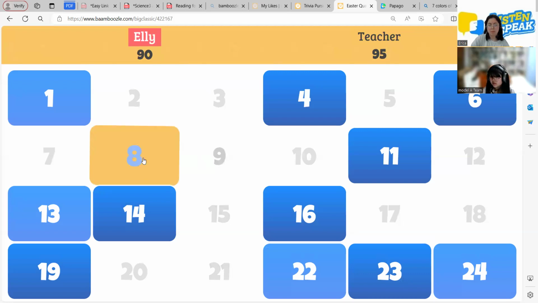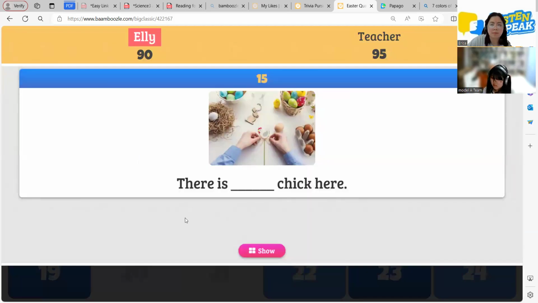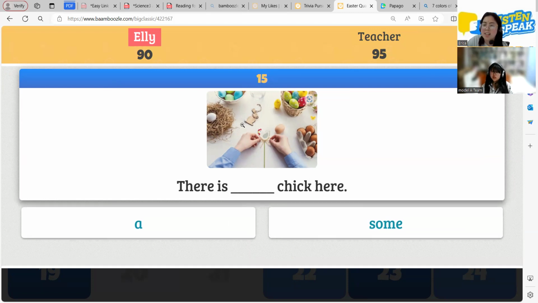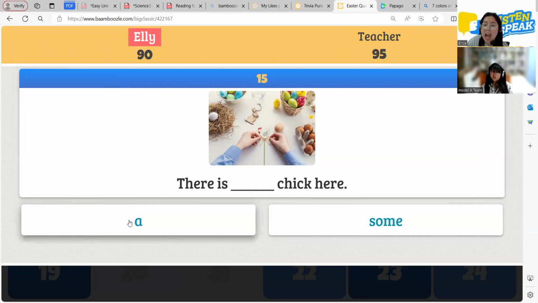Eight. There is some chick here. Again, what is your answer? There is a chick here. Ah, there is a chick. Okay.